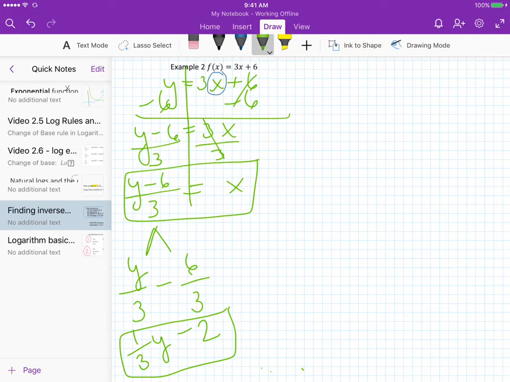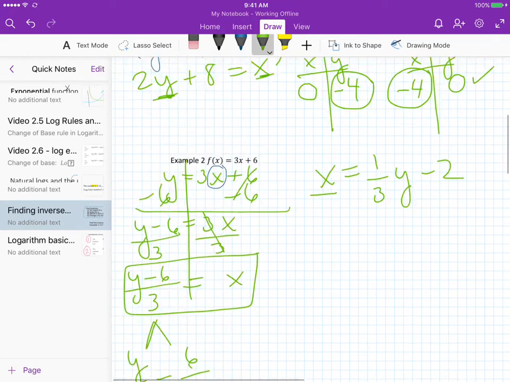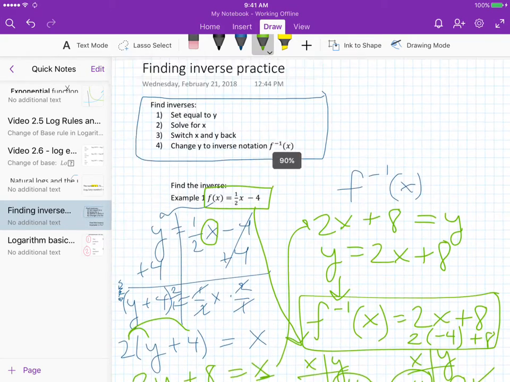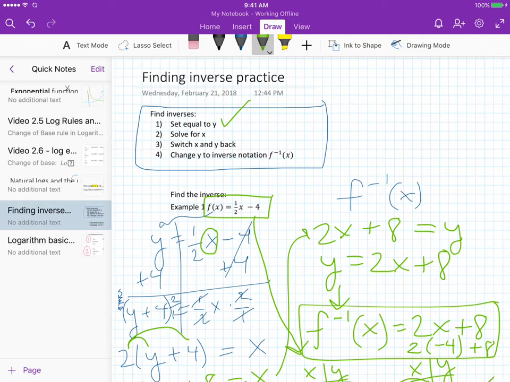It doesn't really matter. So if this is equal to x, I have x equals, I'm going to switch the order so that I like to look at it where the isolated variable is on the left. X equals 1/3 y minus 2. Now that was our first step. First 2 steps are done. Set equal to y, solve for x.